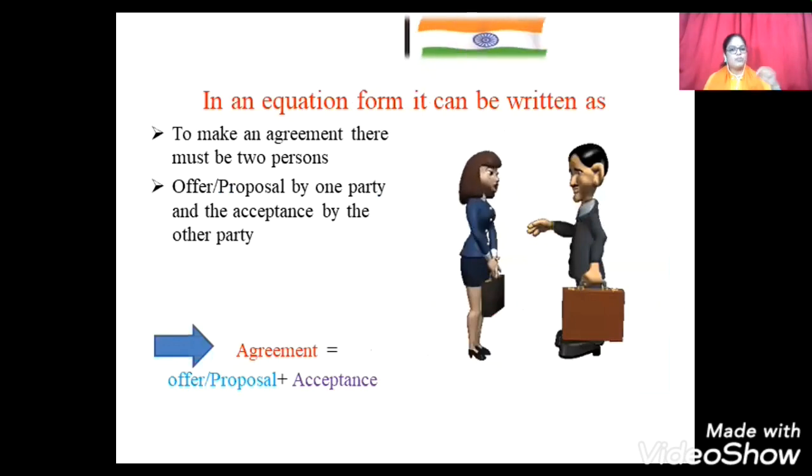One person has to make an offer. I made an offer to Mr. Ram. One person has to make an offer and another person has to accept that offer. Offer or proposal by one party and acceptance by the other party. So in equation form, you can write agreement as offer plus acceptance. I made an offer. He has given his acceptance. This has become an agreement. An agreement is an accepted proposal.